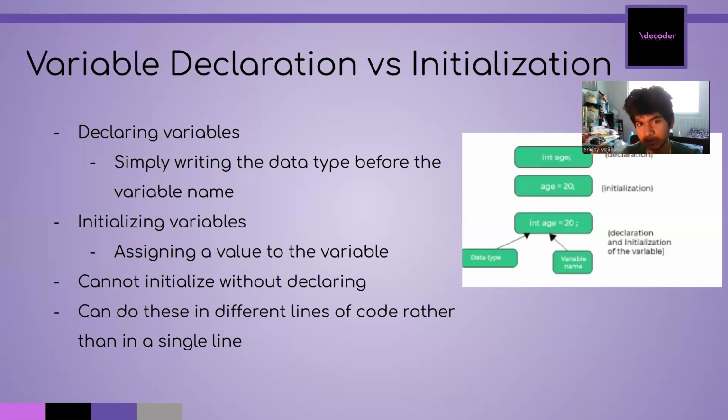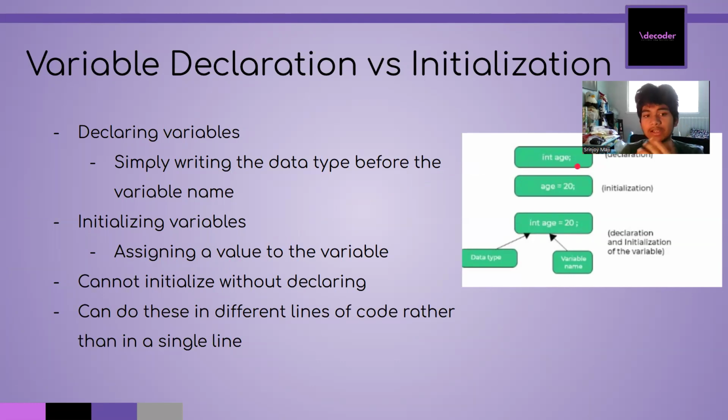So when we declare a variable, we simply write the data type before the variable name. So as you can see in this example right here, we have a variable called age, and this age variable stores the age of someone, and we can represent that by an integer. So declaring would simply be just writing the data type before the variable name, as you can see here.